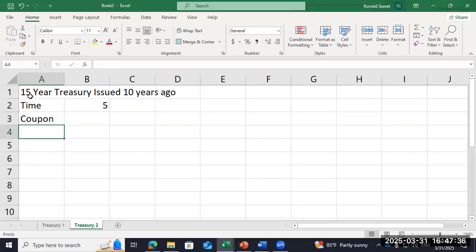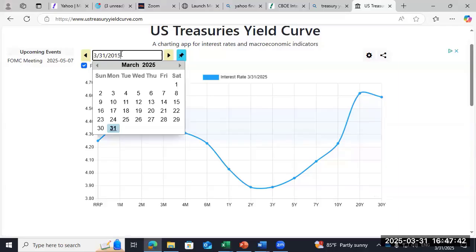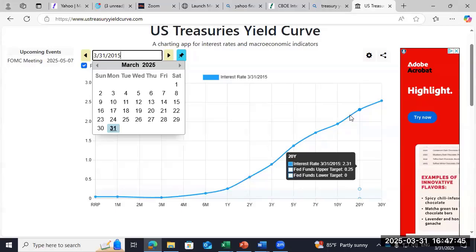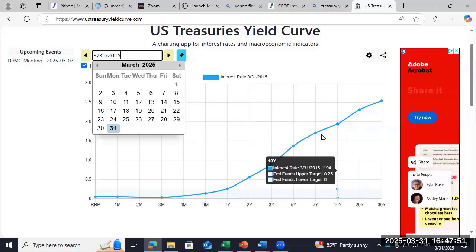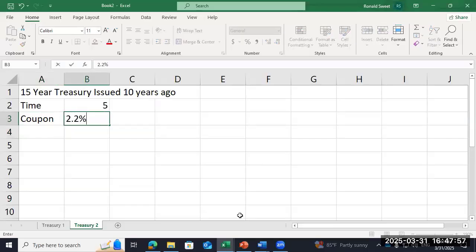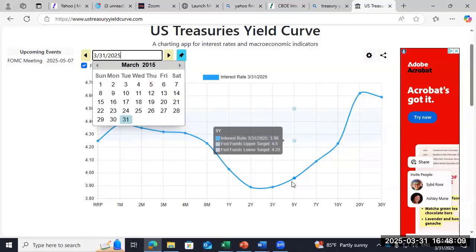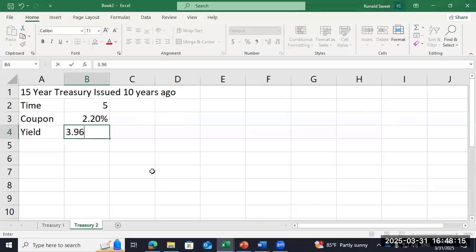So here we're going to look for a 15-year bond issued 10 years ago. So 10 years ago would have been 15. It's a 15-year. There's no 15, but we'll kind of go in between. 231. Let's say 220. Boy, interest rates were really low back then, weren't they? What's the yield today? So it's a 5-year bond today, and its yield today is 396.